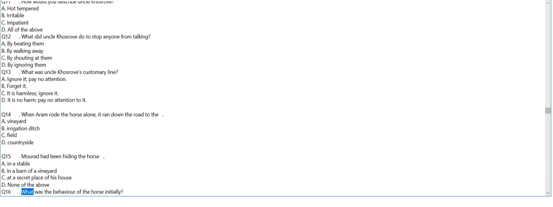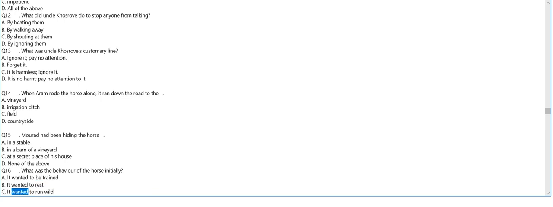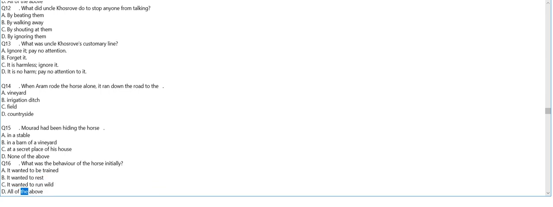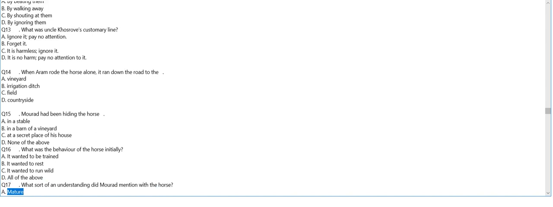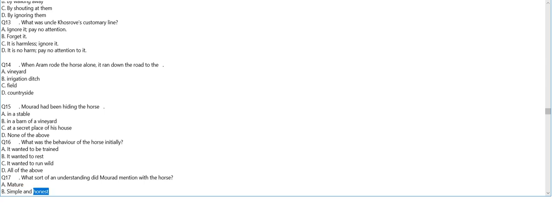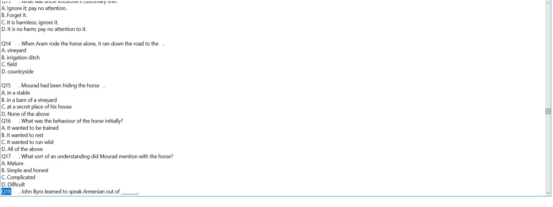Q16. What was the behavior of the horse initially? A. It wanted to be trained. B. It wanted to rest. C. It wanted to run wild. D. All of the above. Q17. What sort of an understanding did Murad mention with the horse? A. Mature. B. Simple and honest. C. Complicated. D. Difficult.